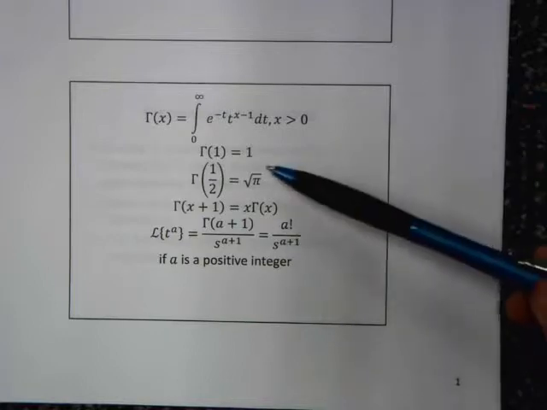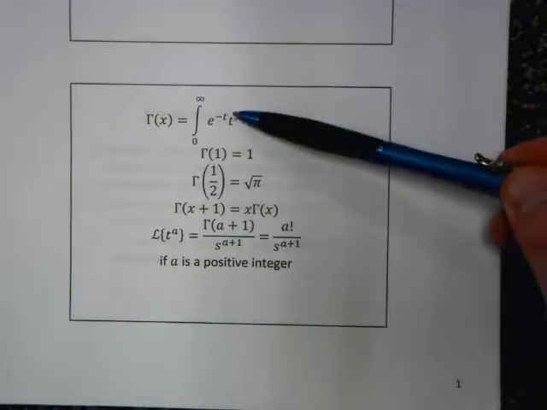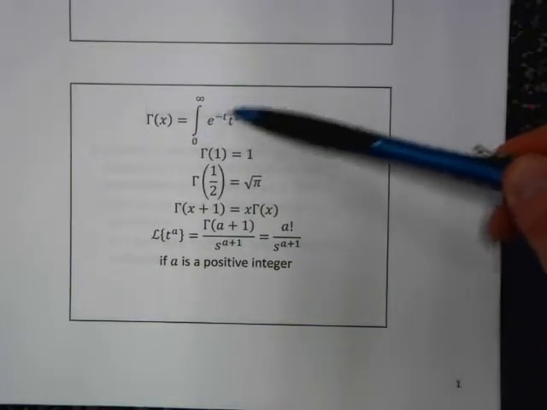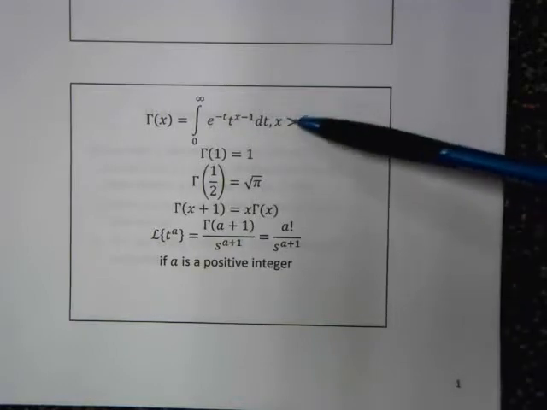That one's easy to prove. Just take 1 and plug it in right there. You get t to the 0. So you just integrate e to the negative t. You get 1. Easy to check.